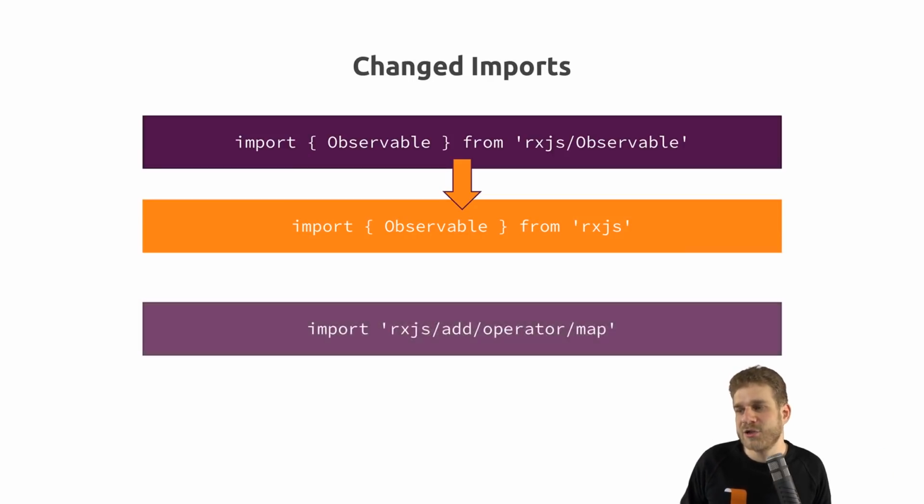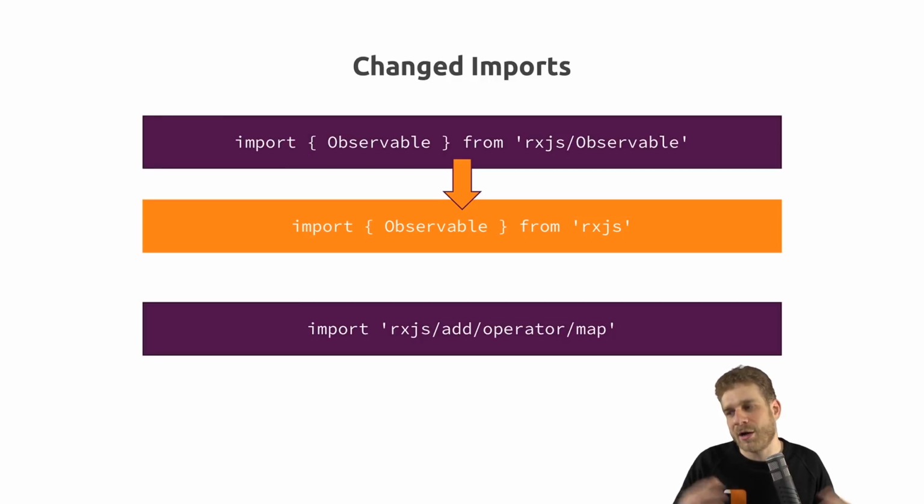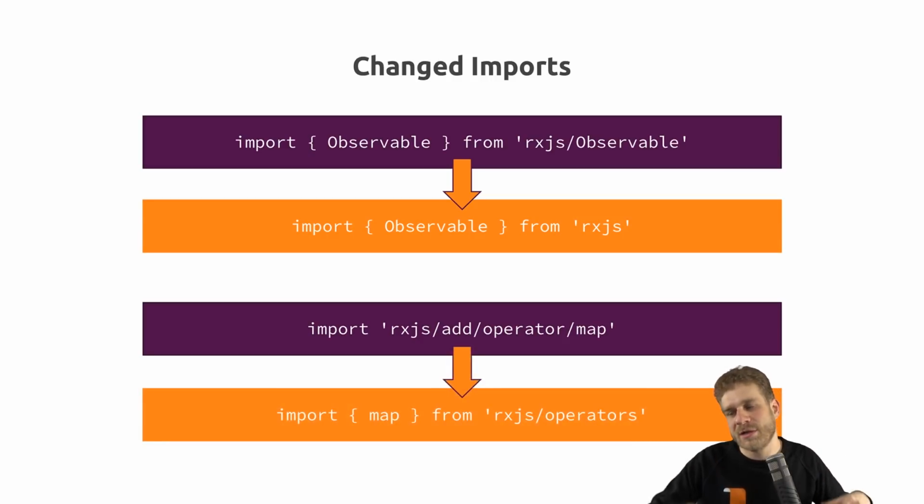For operators, you typically used import rxjs/add/operator/map, or rxjs/Rx if you wanted to import everything. Now in the future, you import operators separately with import map, for example, from rxjs/operators. So this is very similar to the first update where you import Observable from rxjs, you get a second import destination, rxjs/operators, and you get your operators from there.